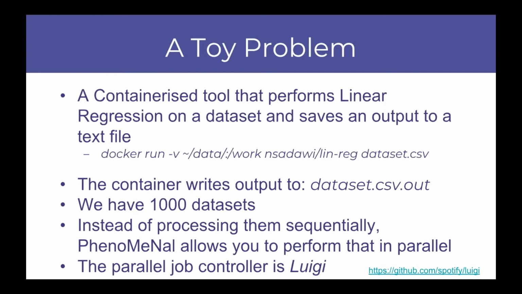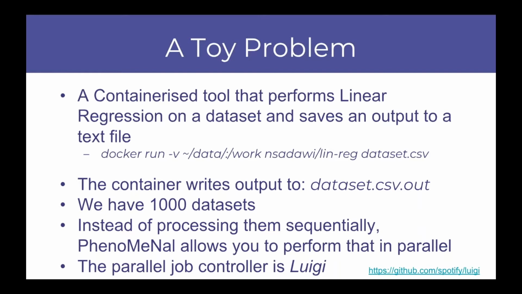In order to run the experiments we wanted to run, we have a toy problem. In this toy problem, we're going to have 1,000 data sets, and we're going to do strong scaling. We're going to run them using a varying number of processing elements, or varying number of Luigi workers, as we explained in the previous slide. The tool we have is given a data set, performs linear regression, computes some metric, and then writes that metric back to an output file. This tool is Dockerized, so it's inside a Docker container.